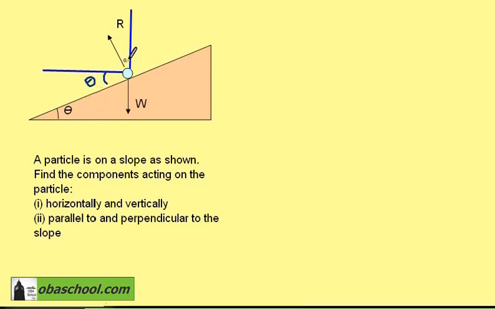Since R is a normal reaction force, it acts at right angles to the slope. It follows that this angle must be 90 minus theta. And this is a right angle, so this angle is theta. And so the component of R in an upward direction is R cos theta, and that acts upwards, and the weight W acts downwards.